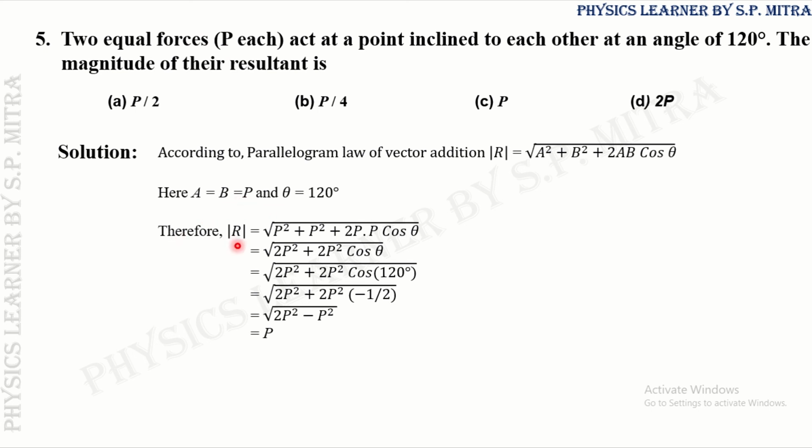Therefore, the magnitude of the resultant can be written as under root P square plus P square plus 2 into P into P into cos theta, where theta is equal to 120 degree. Putting the value of cos 120 degree, that is minus half, we will get the magnitude of the resultant vector as P. So the correct answer is option number C.